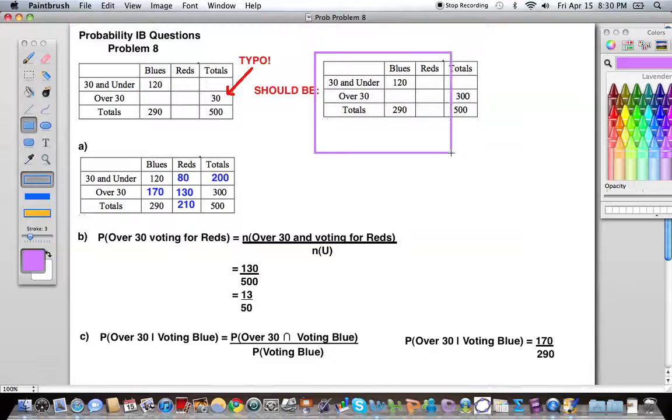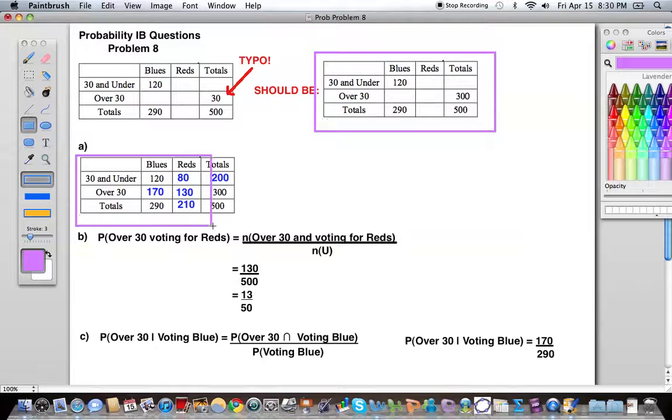This is what our chart should look like. So on your sheet, if you still have it, change that. I believe in y'all's ability to add, subtract, and the whatnots to complete this table.